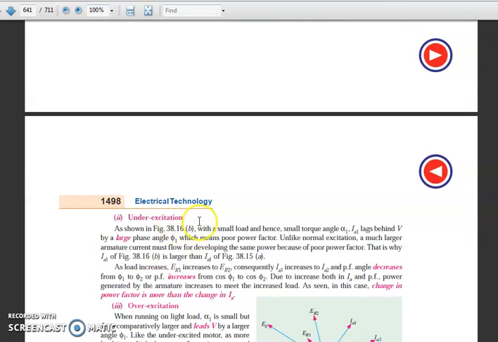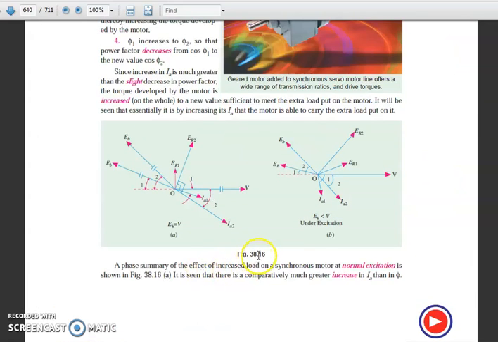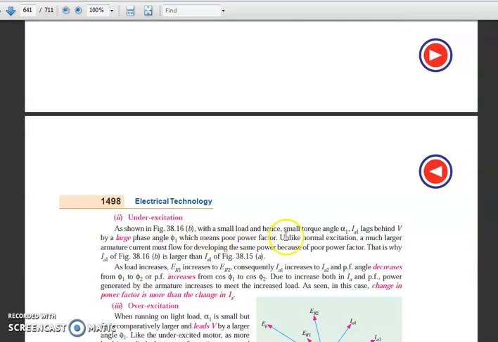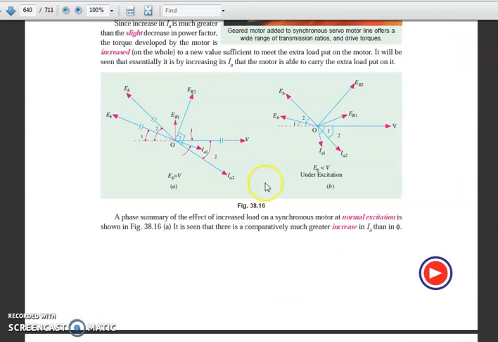For the second case, under excitation, as shown in figure 1338.16b: if the back EMF is less than the supply voltage, this case is called under excitation. In that case I1 lags behind V by a large angle phi1. Look here, this is the large angle phi1.